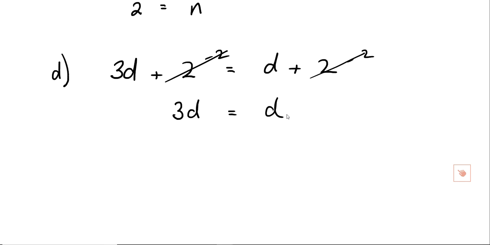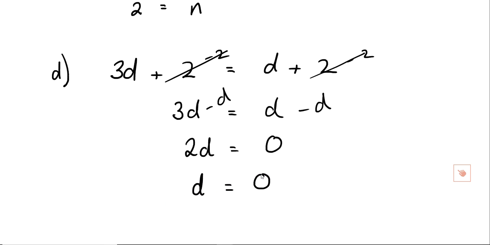Now, there is only one way that this can be true. If I take away a D on the right-hand side, what am I left with? 0. Good. If I take away that side, I have to have 2 Ds. So it's 0. And so the only way this can be true is if D is 0.